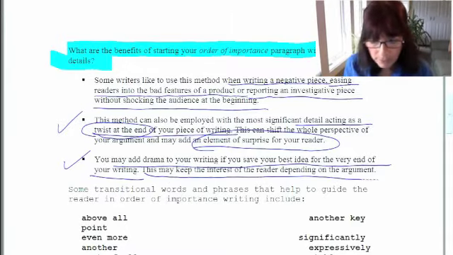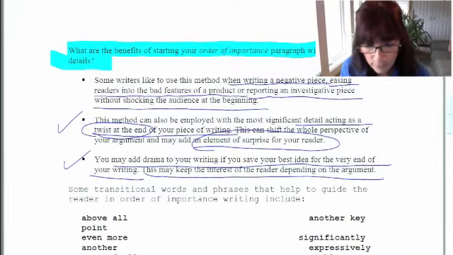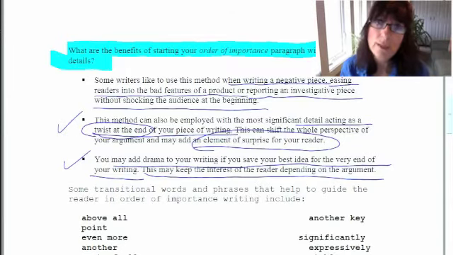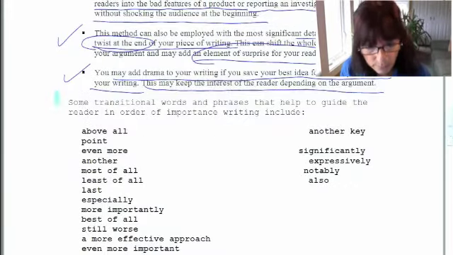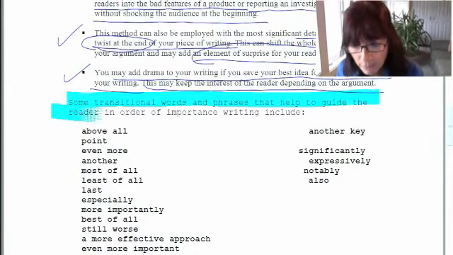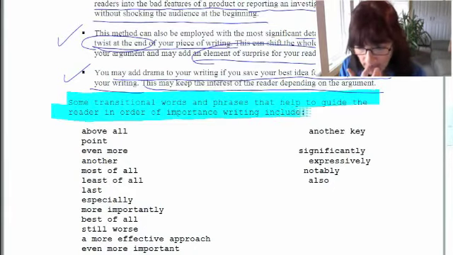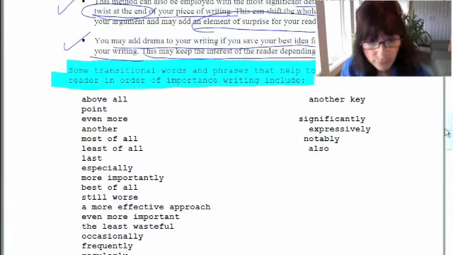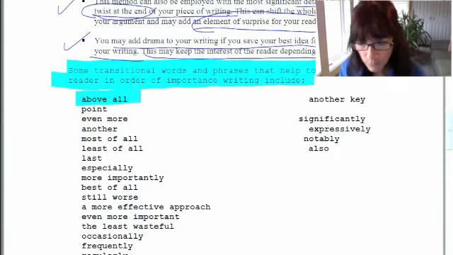And so you're building up in your writing, you're keeping the reader interested depending on what your argument is, and then you're ending with your strongest point, and then you keep the reader thinking. It gives the reader something to take away from your piece of writing, and they're thinking. You know that you've affected them in some way. So now I've included transitional words and phrases that can help to guide the reader in an order of importance piece of writing. And so let's look at these words. I've included above all, so these all show importance.